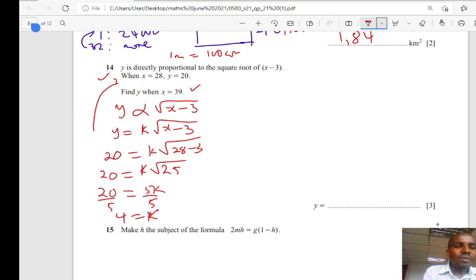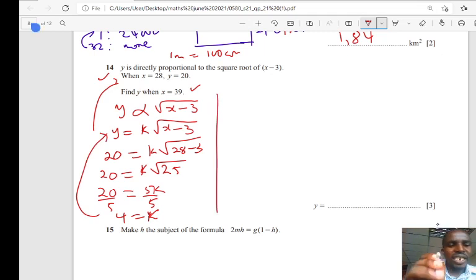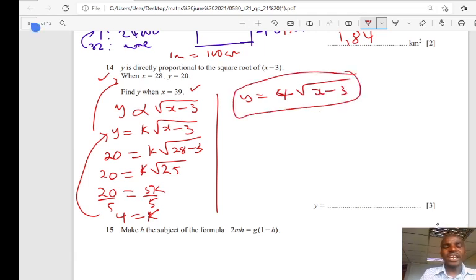You come up here. You replace in this equation, equal sign constant, to find the equation connecting y and x. It will be y is equal to 4, k is equal to 4, then square root of x minus 3. So this one is the equation connecting y and x.